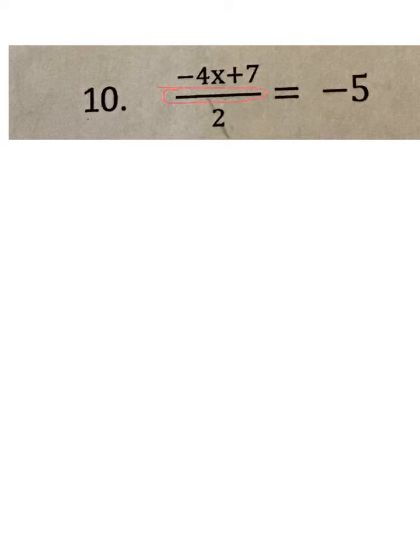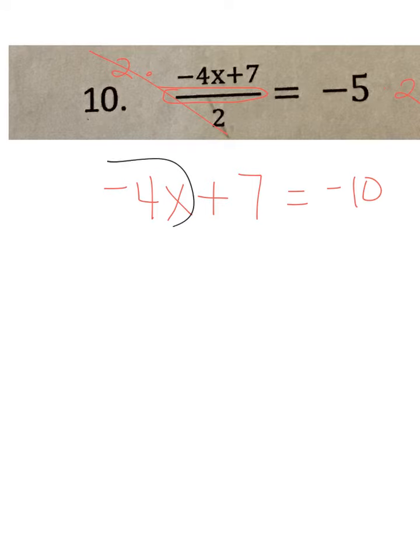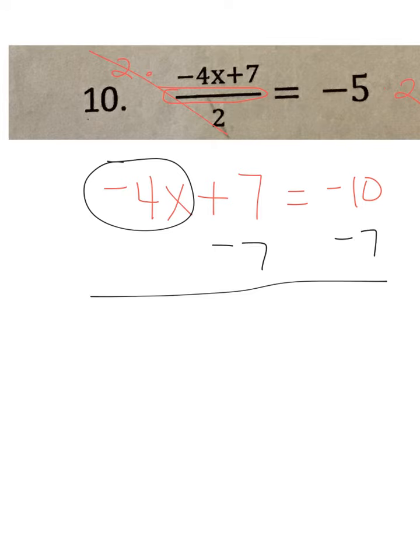If it's divided by 2, to get rid of it, we're going to multiply both sides by 2. On the left-hand side, the 2's cancel, and I'm left with whatever's on top. So this becomes negative 4x plus 7 equals negative 5 times 2, which is negative 10. Now it's just a normal two-step problem. So I'm going to circle the negative 4x. How do I get rid of positive 7? I'm going to subtract 7 from both sides.